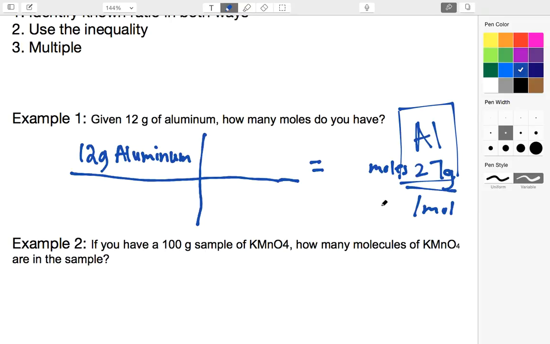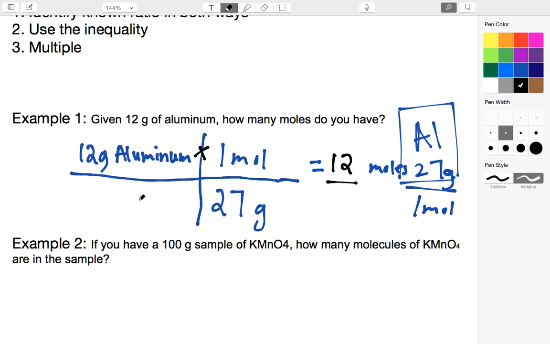So if I'm trying to get rid of the unit grams, 27 grams would go on the bottom and mole would go on top. If you remember from math and ratios, this is basically like a fraction bar, and this line represents a multiplication symbol. So it's 12 times 1 mole, which is 12, over, or divided by, 27 grams.